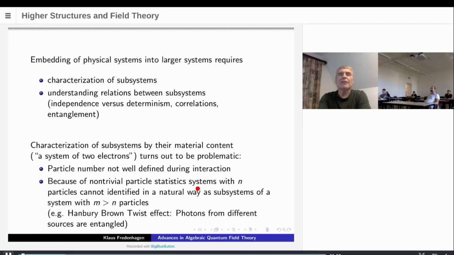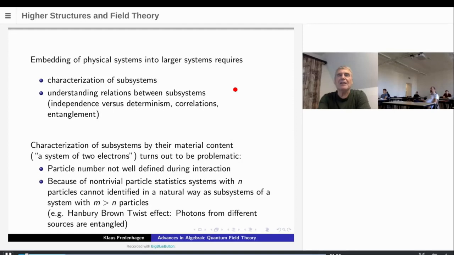So the question one can ask at the beginning is, if you want to do physics, you usually look at certain physical systems which are not everything, not the whole universe, but parts of a larger system. And the question is always in which sense this is justified, to treat a physical system without looking at its relations to a larger system. So the first question one can ask is, what is a good subsystem? Where good is, of course, something which has to be qualified.